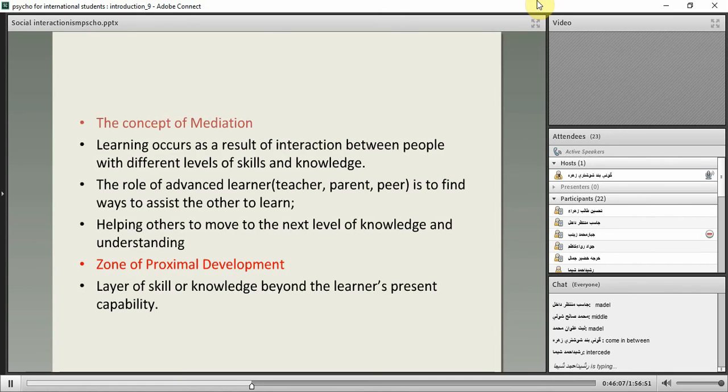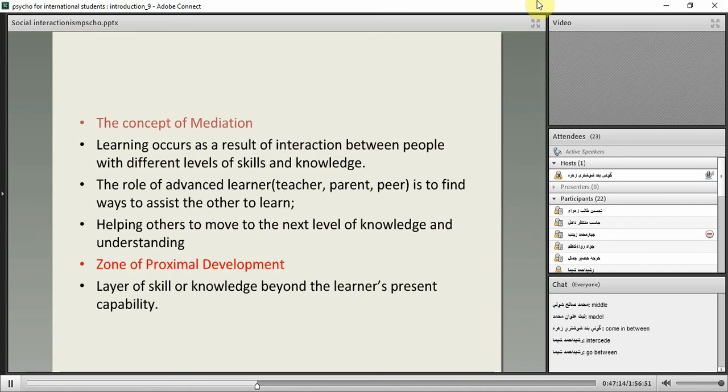In particular, based on these concepts, it is believed that learning occurs as a result of interaction between people with different levels of skill and knowledge. Especially the role of advanced learners such as teacher, parent, peer, who enjoy expertise, who are skillful and more knowledgeable, so they could assist the others to learn. That is, the more experienced, the more skillful, the more knowledgeable, like teachers, tutors, instructors, who try to help learners to make sense of the concepts, of the meanings delivered to them.